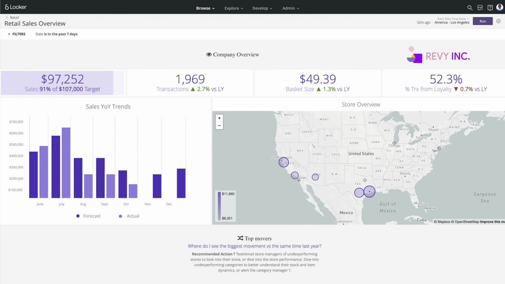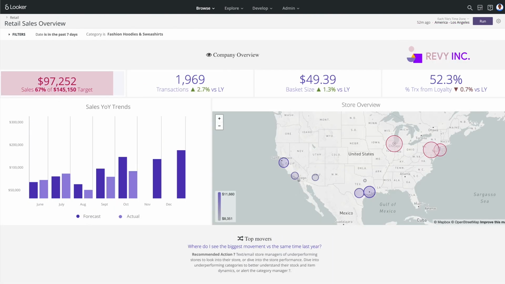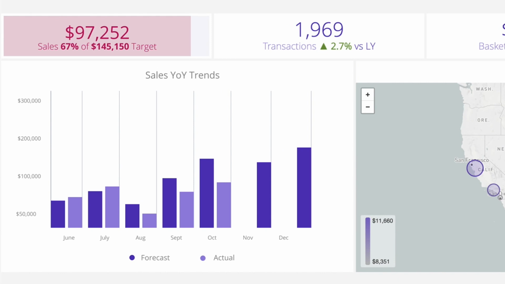He's familiar with the historical sales and wants to understand which specific categories could be heavily impacting the negative forecast. Dante goes ahead and filters the dashboard by fashion hoodies and sweatshirts to understand more about a product category that should be a sales driver in the upcoming season. The sales target is underperforming, but forecasts show an upwards trend.